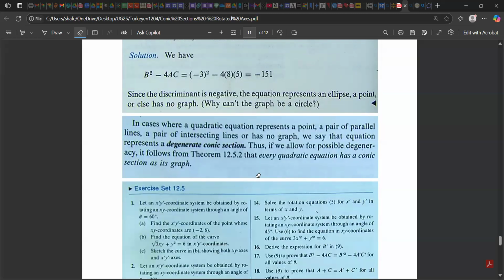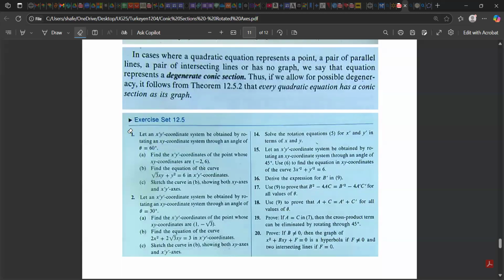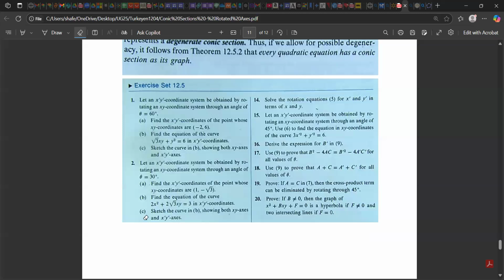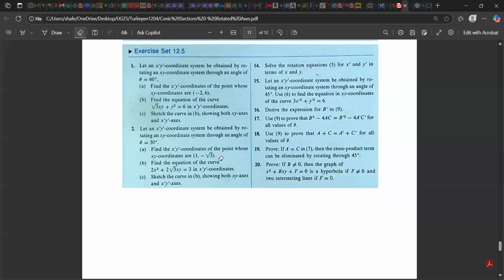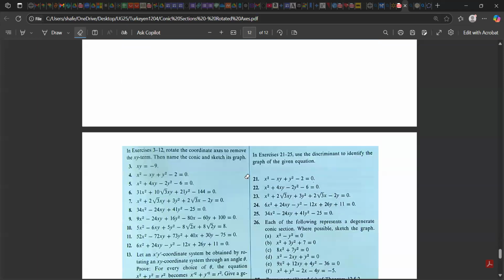And then you have some nice exercises here. If you work out the answer and you're not sure, AI can help you. You have so much AI help that you can get, and you can know whether your answer is right or wrong. Cool. So that concludes all that you have to do on conic sections.